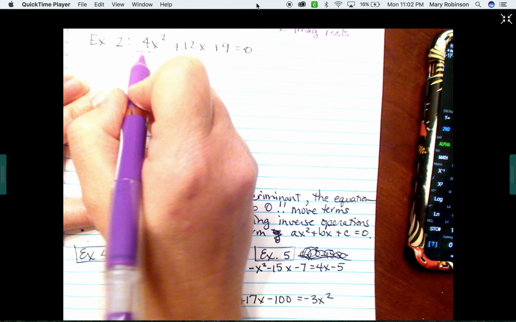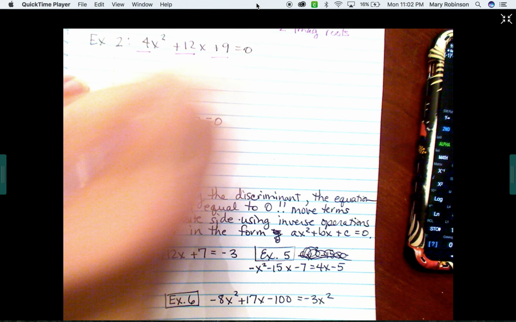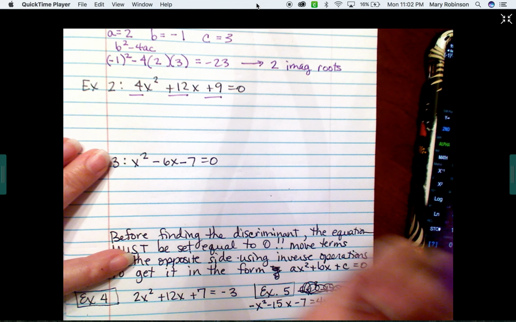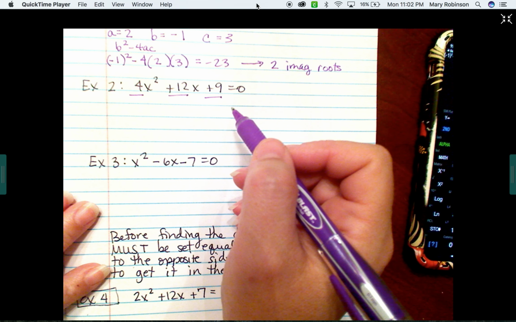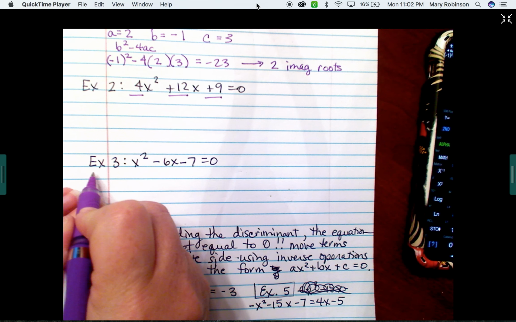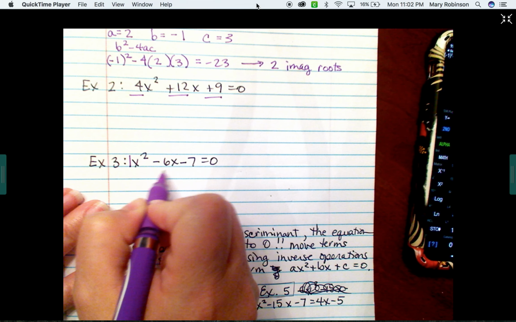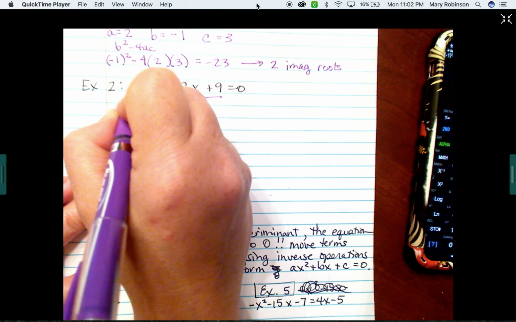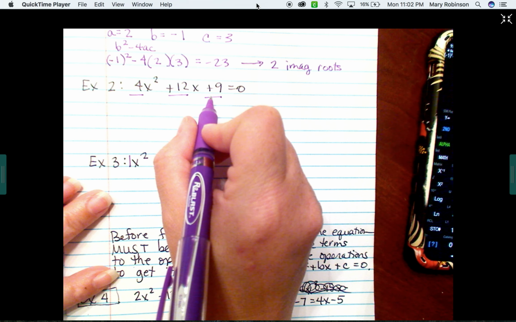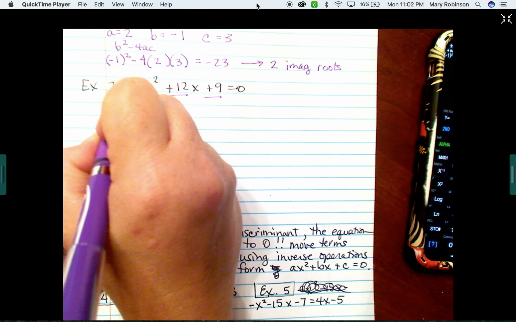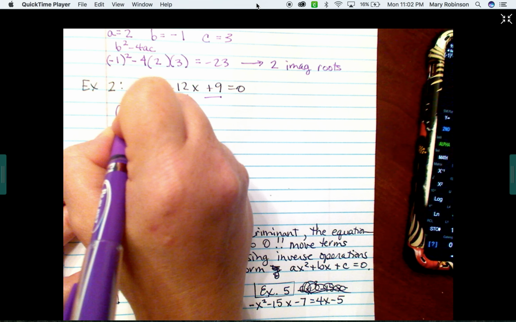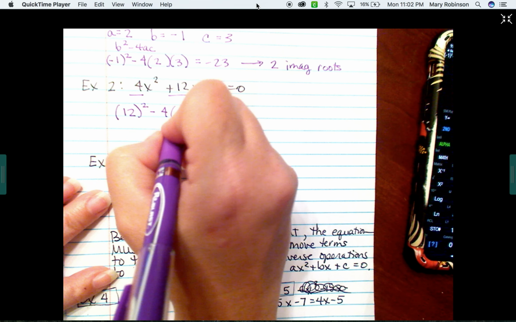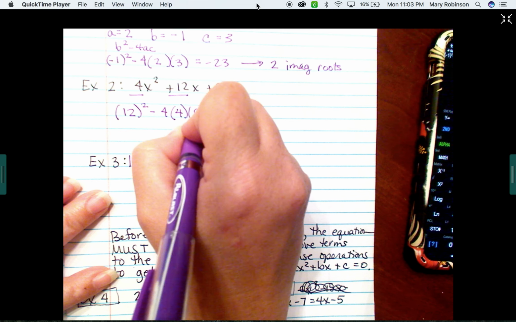Here, our a value is 4, our b value is 12, and our c value is 9. I am not going to write it out if you can see it. What is going to be important, however, is like in example 3, make sure you're picking up negatives. Because these are positives, it's less to worry about. So again, my a value is 4, my b is positive 12, and my c is positive 9. So back to my formula, b is 12. So I'm going to put 12 in parentheses squared minus 4 times my a value, which is 4, times my c value, which is 9.